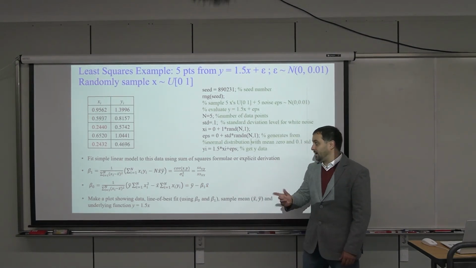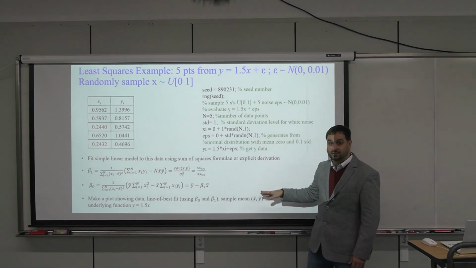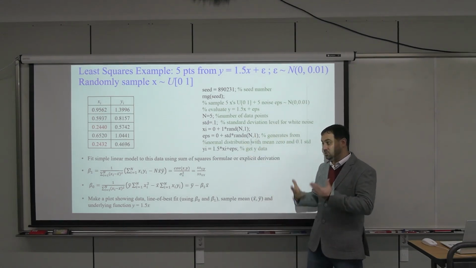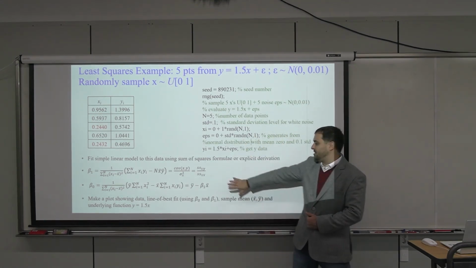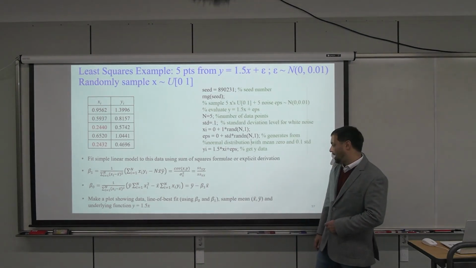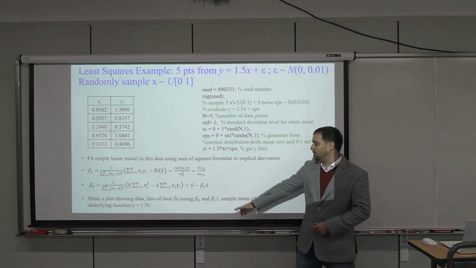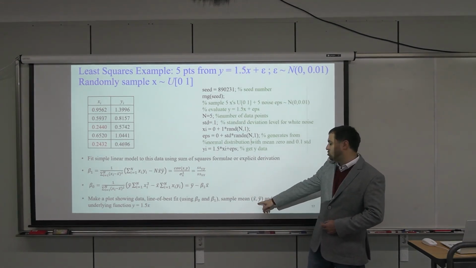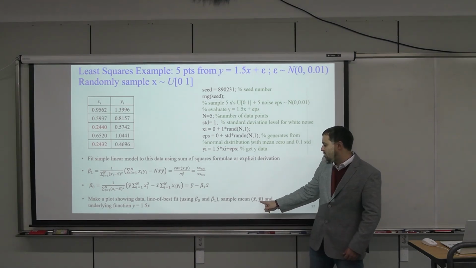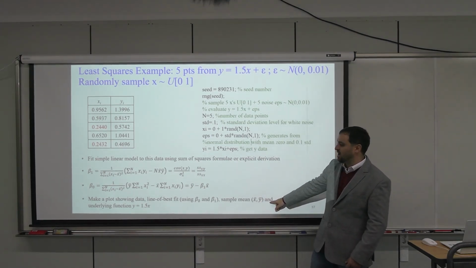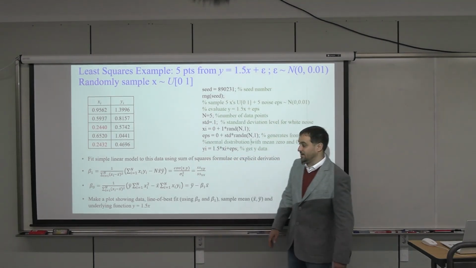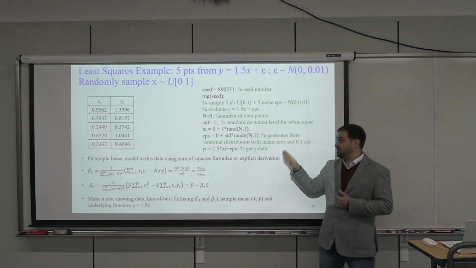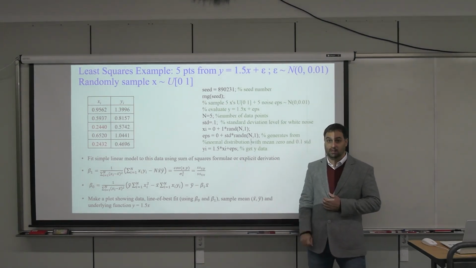And so this should really take you about maybe 5 to 10 minutes. So you can pause the video and get this data loaded in electronic format, and calculate your beta 1 and beta naught. And then what we're going to do is make a plot showing the data, the line of best fit using beta naught and beta 1. And also you should always plot your sample mean x bar and y bar on the plot. And we're also going to plot the underlying function y equals 1.5x. So pause the video and take 5 to 10 minutes to actually do this programming and make the plot.